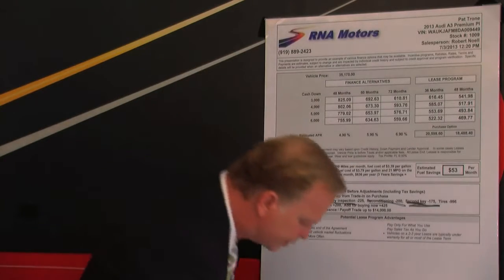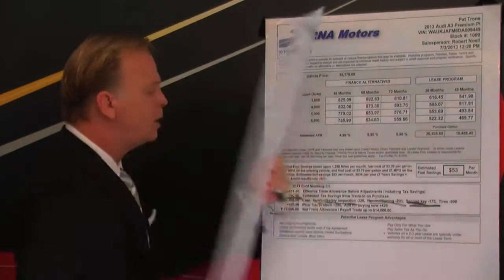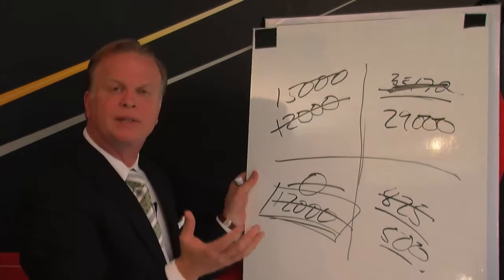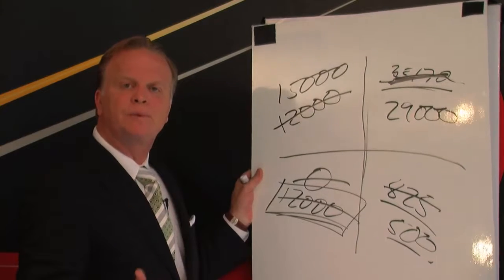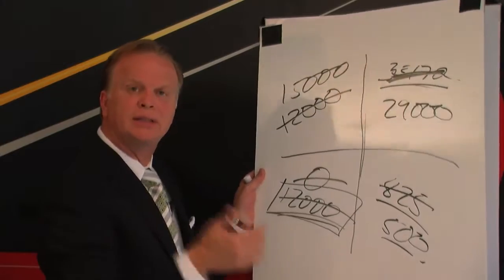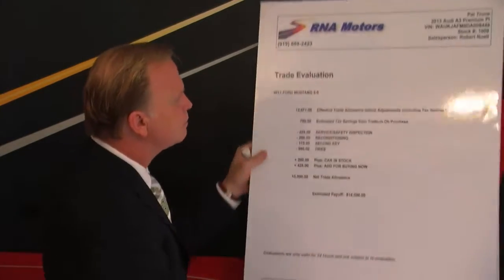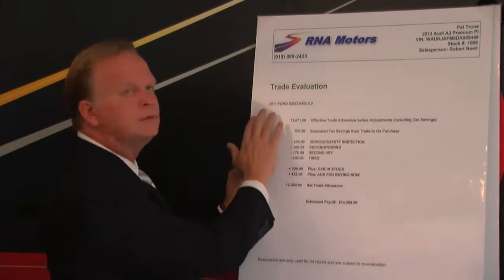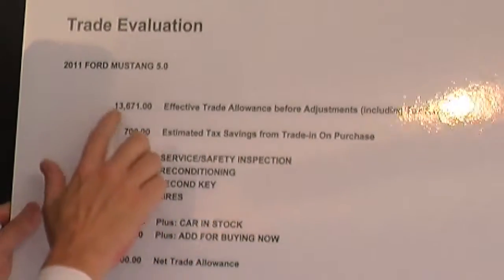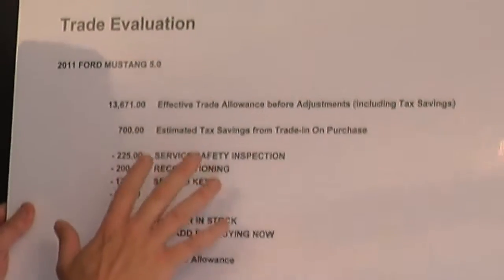So we show that to them with this. Again, instead of saying, well, your car's worth 12, and peeling them off the ceiling, we're trying to have some class here. Well, your car's worth 12. The guy's out of here. So we have a better way of doing it. We say, look, this is the trade valuation on your 2011 Ford Mustang 5-liter. Your effective trade-in allowance is $13,671. Now that includes your sales tax savings.